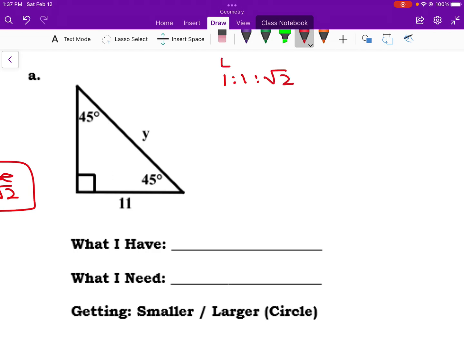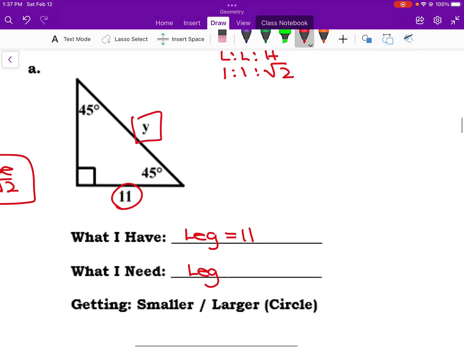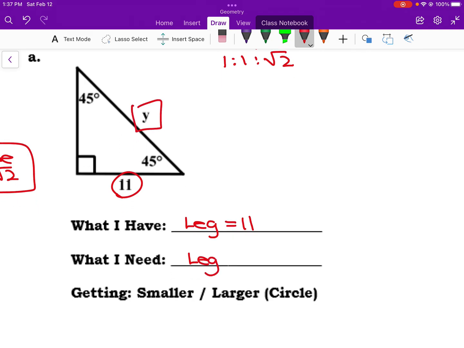Okay, next one again, notice it's a 45, 45, 90, so we know that the leg to hypotenuse ratio is 1 to root 2. In this case, what we have is a leg, once again. Okay, so we know that the leg equals 11. And we want the other leg in this case because they're asking us for y. We're not getting smaller or larger. These are actually the same measure. Oh, no, misspoke on that. Whoopsies. That's a hypotenuse. That is the hypotenuse, okay?